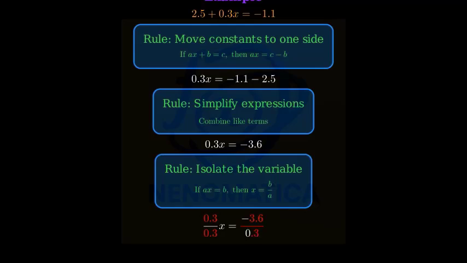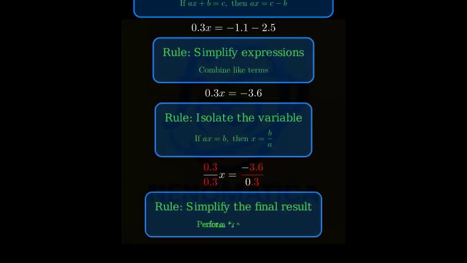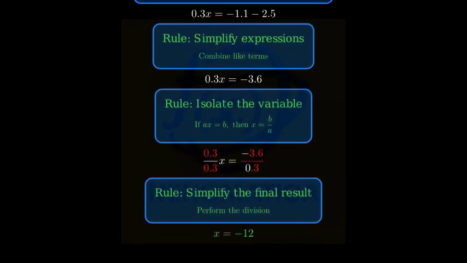Notice that we're dividing both the numerator and denominator by the same number, which is 0.3. Finally, when we divide negative 3.6 by 0.3, we get negative 12. So, the solution to our equation is x equals negative 12. Now, let's move on to our second example.